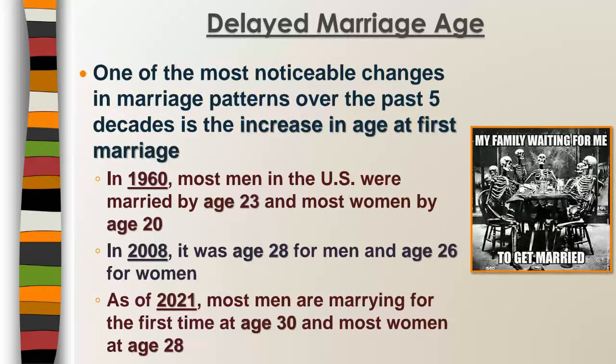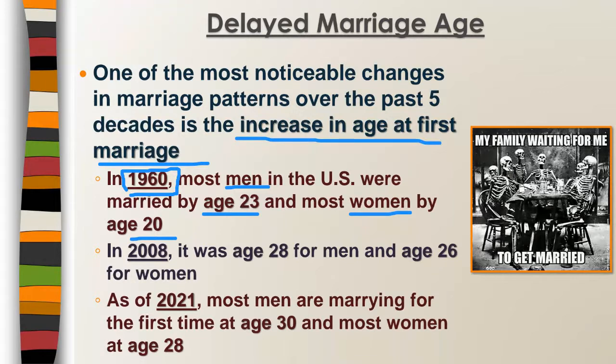Now, another change in our marriage patterns over the past half century or so is the increase in the age of our first marriages. So in 1960, most men in the US were married by age 23, most women by age 20. So whoever's listening out there, if you're a guy over 23, or if you're a woman and you're over 20, back in 1960, you should have been married already. Of course, norms have changed in terms of when we get married today.